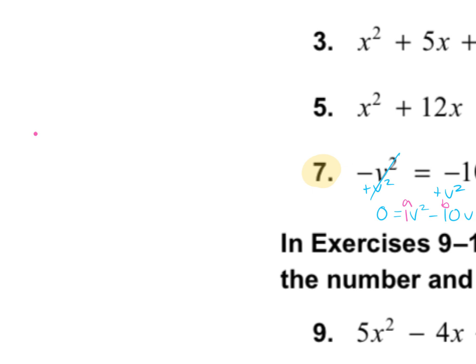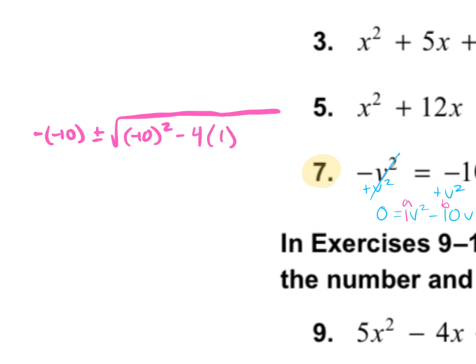We have negative B, so negative -10, plus or minus the square root of B squared. So that'd be -10 squared, minus 4 times A times C. So 4 times 1 times 4, over 2A. When A is 1.